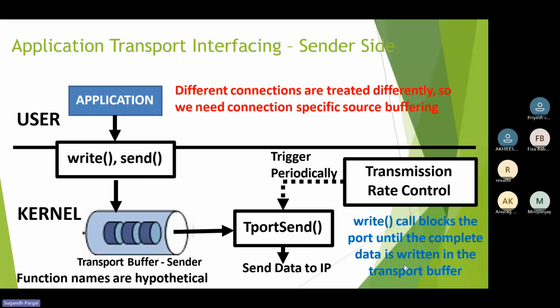So now we will see how the application and transport layer interfacing is done from the sender side and the receiver side. How do they communicate with each other? The application is implemented at the user interface, and the transport layer is implemented at the kernel side. This I think everybody knows.